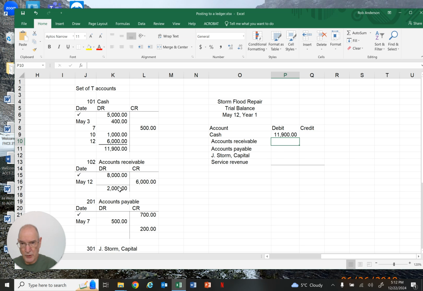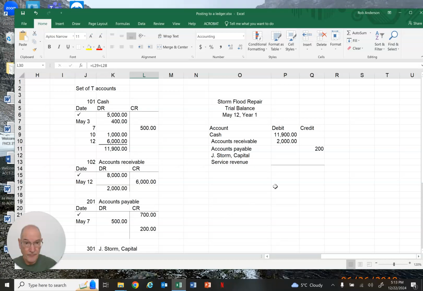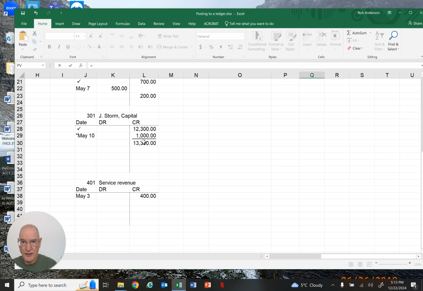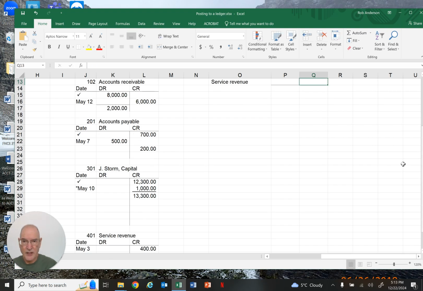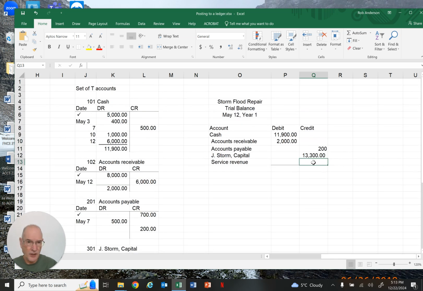Now accounts receivable, the balance here is 2,000. I can go equal that, 2,000. Accounts payable is my first credit, and it's 200. So again, I can do that, or I can just type in 200 because that's what it says. JStorm Capital, 13.3. So it's also a credit, and revenue has a balance of 400. I'm going to put that here, 400.